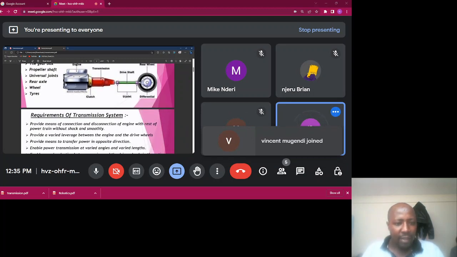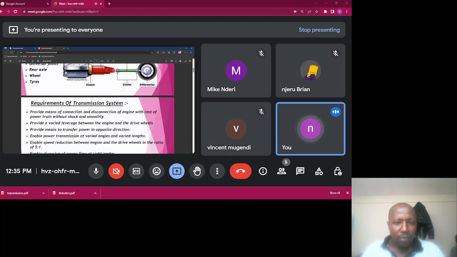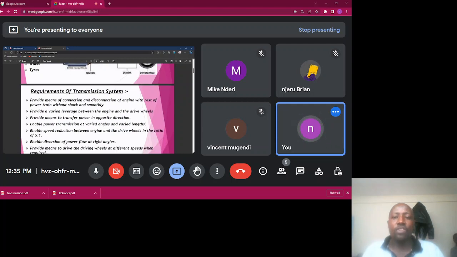And I want to give you the requirements of the transmission system. It is to provide means of connection and disconnection of the engine with the rest of the powertrain without shock and smoothly. When you want to engage the gears, you must step on the clutch pedal, and by that time you are disconnecting the motion being produced by the engine. Hence, you will engage the gear smoothly without any noise.